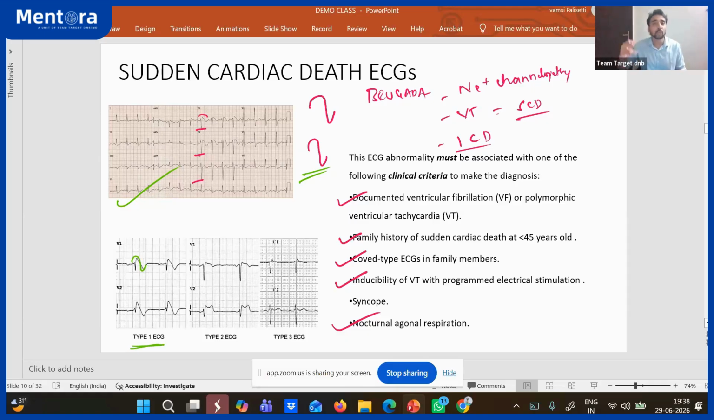But there are two other entities which are also highly suspicious. One is called the saddle. We can see the saddle shape ST elevation in V1 to V3. That also you can take as a Brugada pattern. But along with this, the patient should have definite symptoms. And the third thing, either saddle shape or coved, but less than 2 mm. That is called type 3 Brugada pattern.